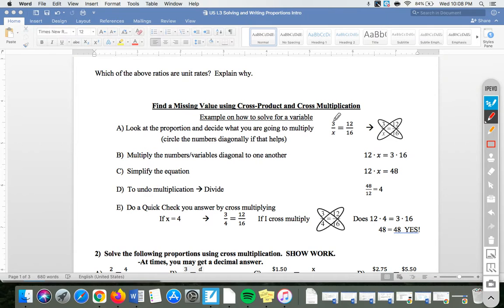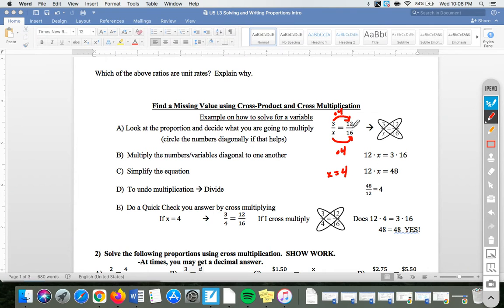Many of you, just from our conversations of ratios and equivalent ratios, know that I could multiply 3 by 4 to get 12. So multiply by 4 to get 12, that means I can multiply x by 4 to get 16. So that lets me know that x would be equal to 4.